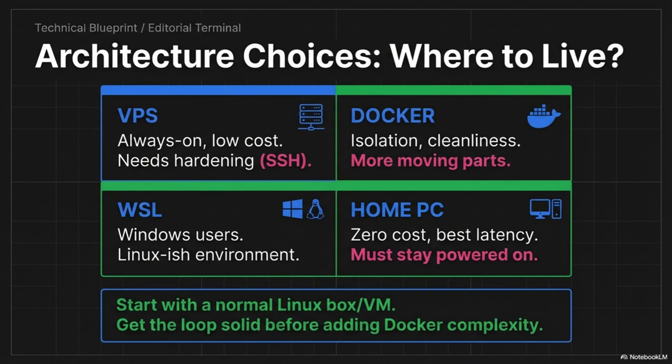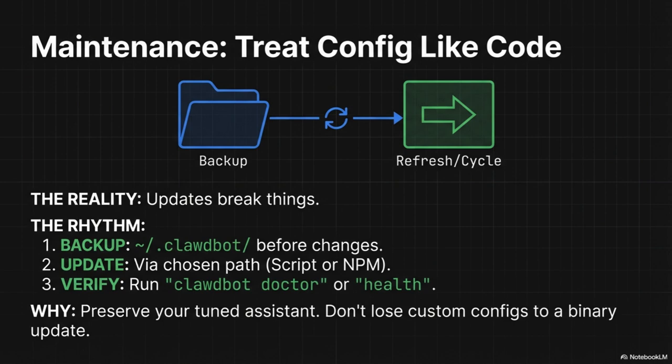Okay, finally, let's talk about where this should live long-term. The guide touches on security, cost control, and popular setups. Right. You have a few architecture choices. You have the VPS route, always on, low cost, but you need to harden the security yourself. Fair. You have Docker, which offers great isolation and cleanliness, but adds more moving parts. And WSL for the Windows crowd. Right, for those wanting a Linux environment on Windows.